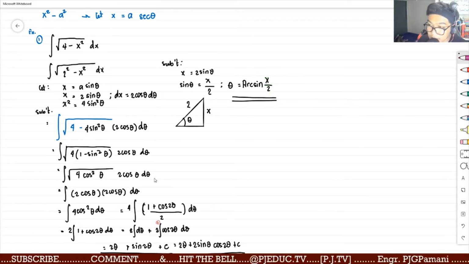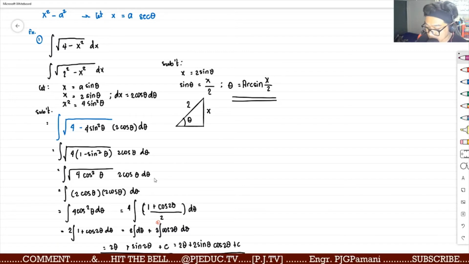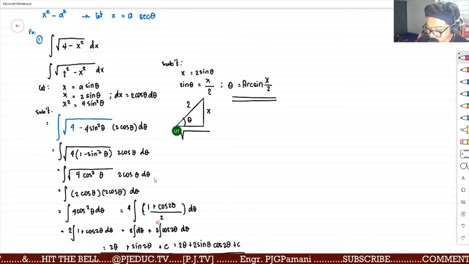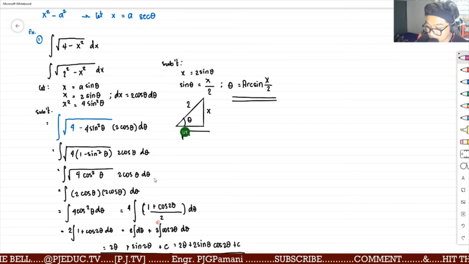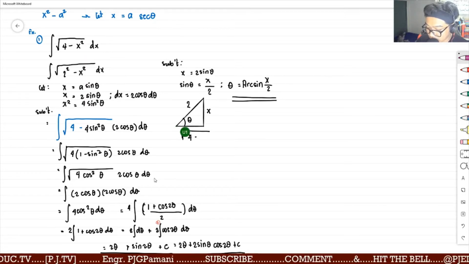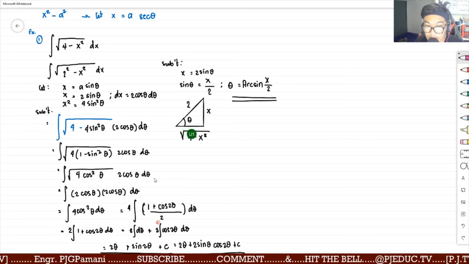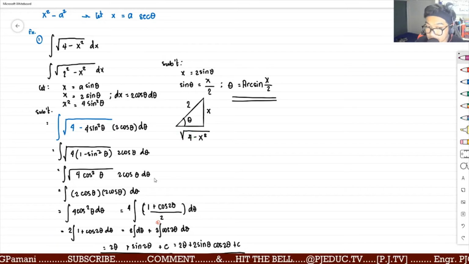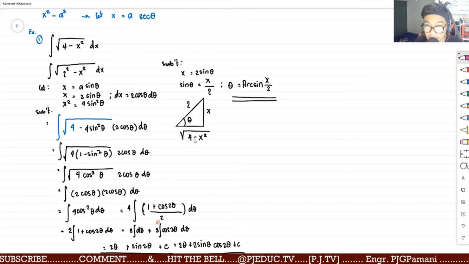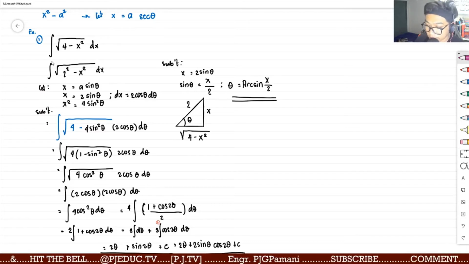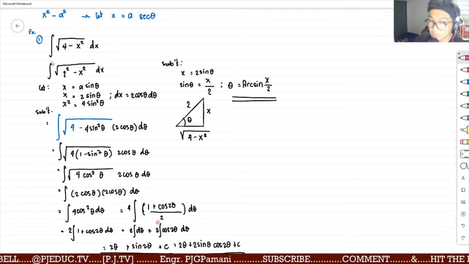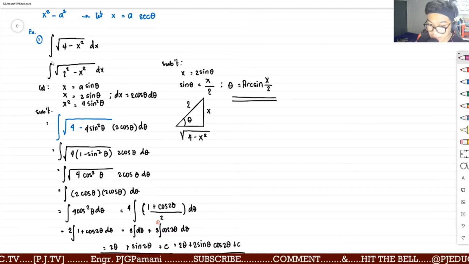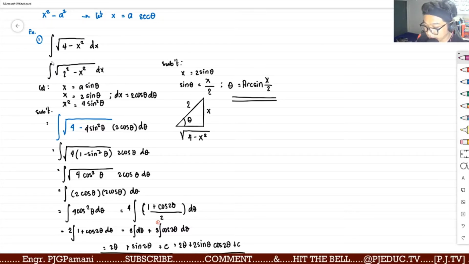And to complete the triangle, the adjacent is simply what? That is 4 minus x squared. Which is the same as our original form. So, substitution again. Let's go back to the original form.